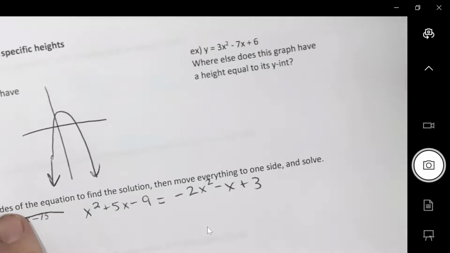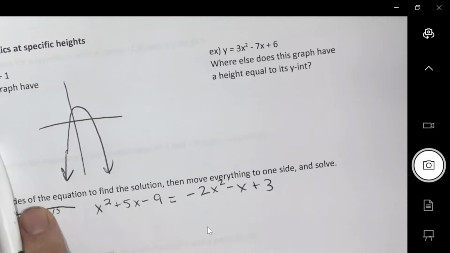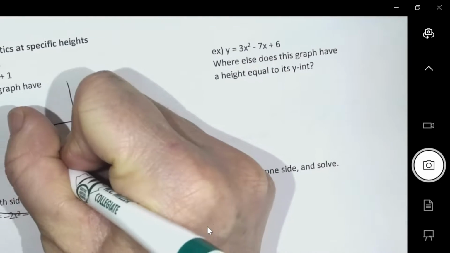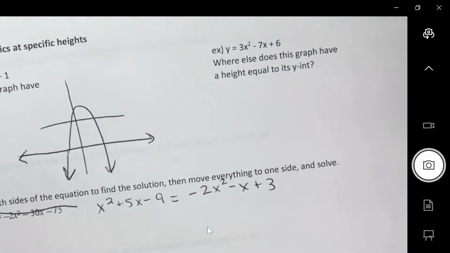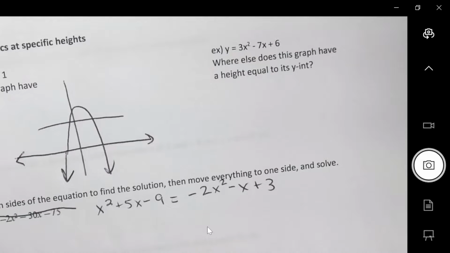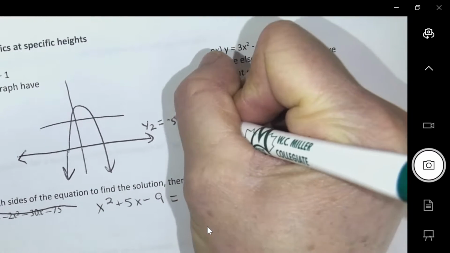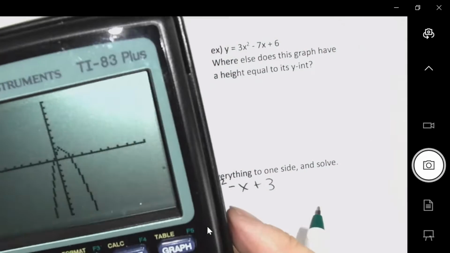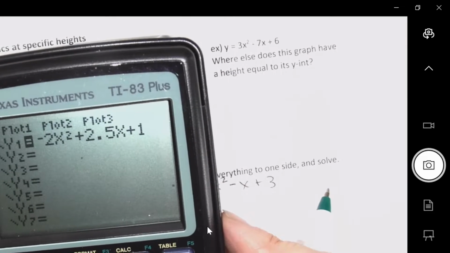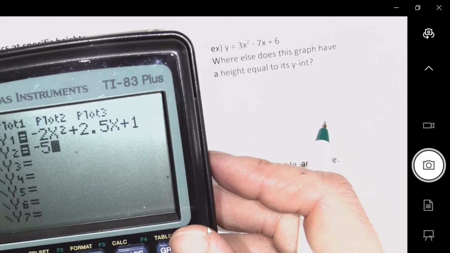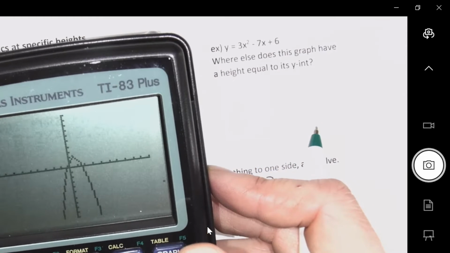Where does this graph have a height of this? So guess what I'm going to do? A -5 height. So that means what strategy into my calculator? Y2 is what I'm going to do. So go back to your Y menu. Remember, this is a baby negative. So -5.